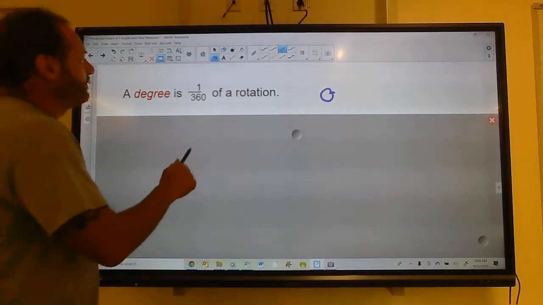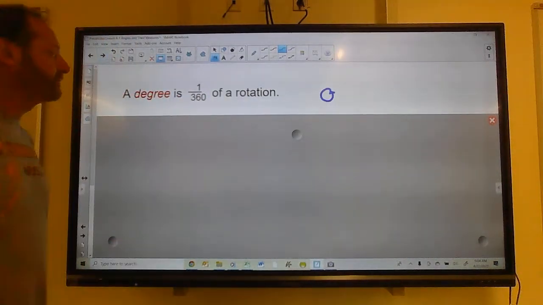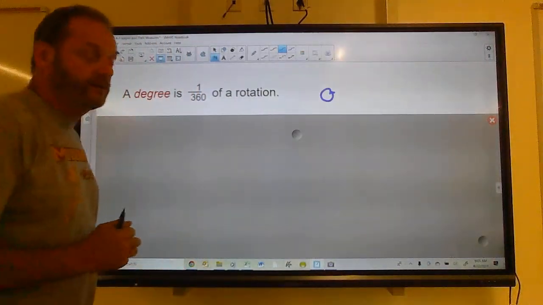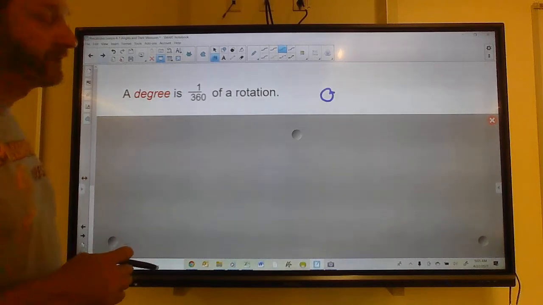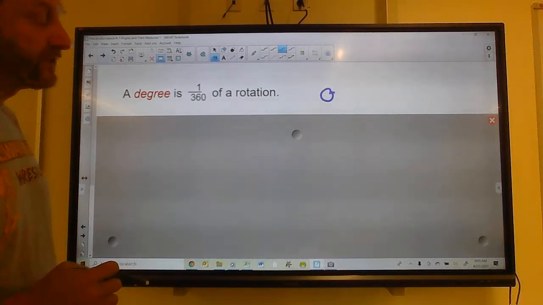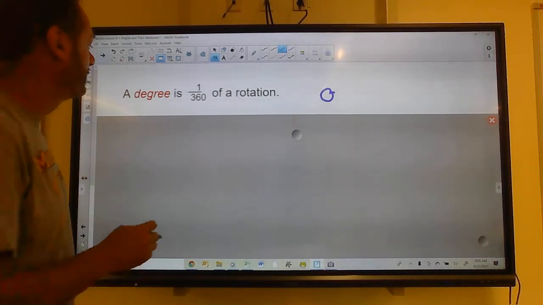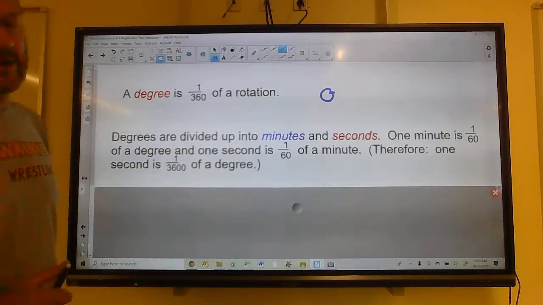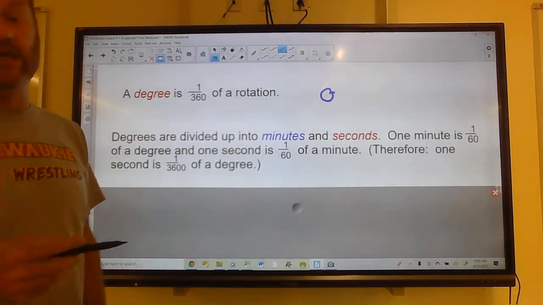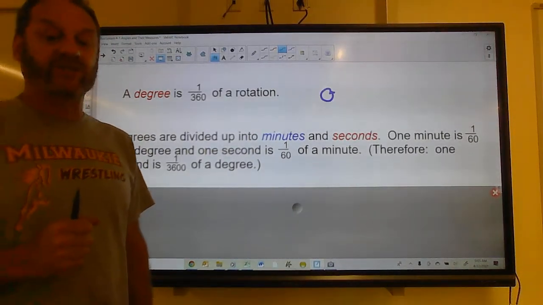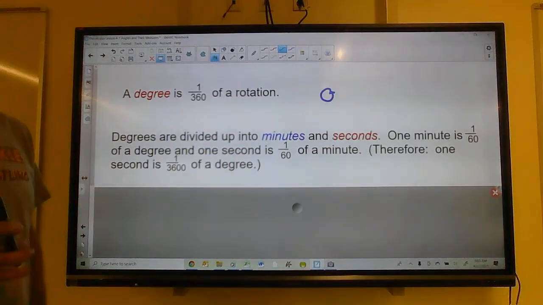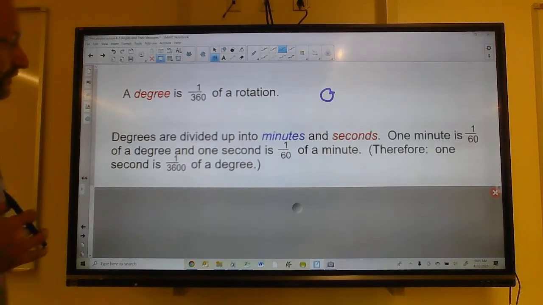A degree is 1/360th of a rotation. A rotation is a complete turn. If I divide that into 360 pieces, each one of those pieces is called a degree. Degrees are divided up into minutes and seconds. So 1 minute is a 60th of a degree, and 1 second is a 60th of a minute. So there's 3,600 seconds in a degree.